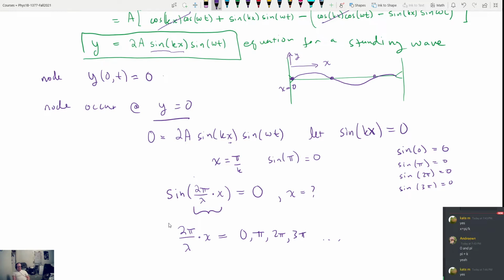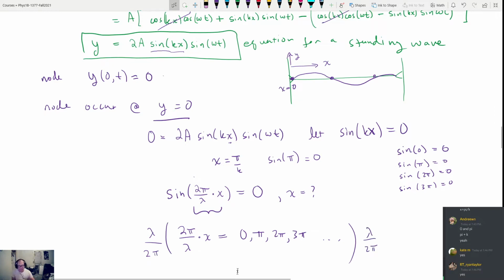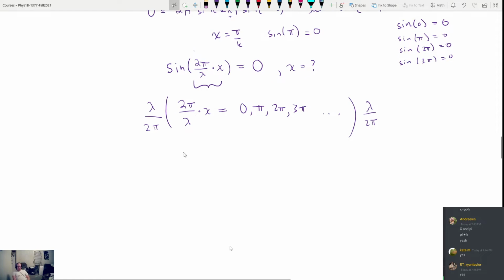Okay, well then it's easy. All we've got to do is isolate x in the same way that we always isolate x, which is multiply both sides by lambda over 2 pi. And what we'll get is x equal to, the first term is going to be 0. The second term is pi over pi, so lambda over 2. The next term is 2 pi over 2 pi, so just lambda. The next term is going to be 3 halves lambda, right?